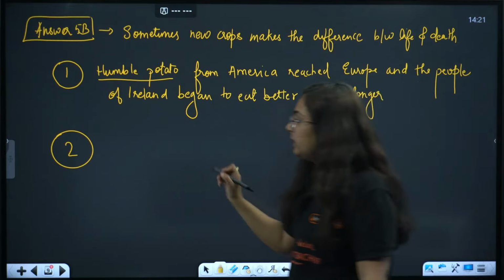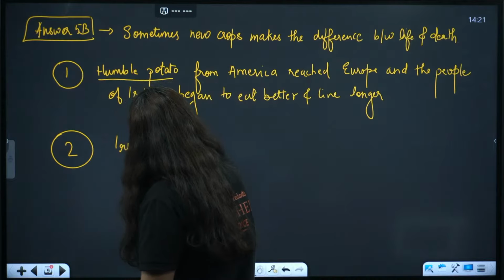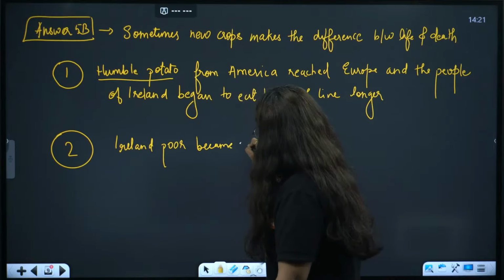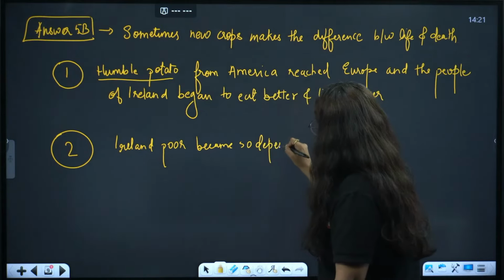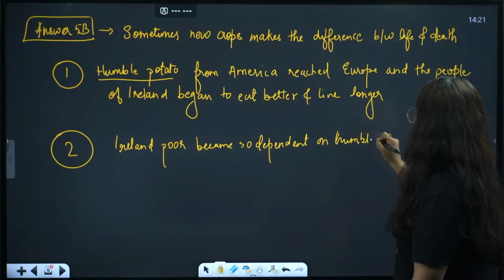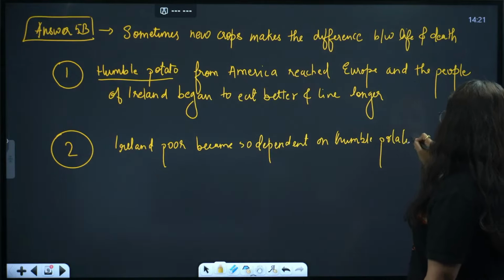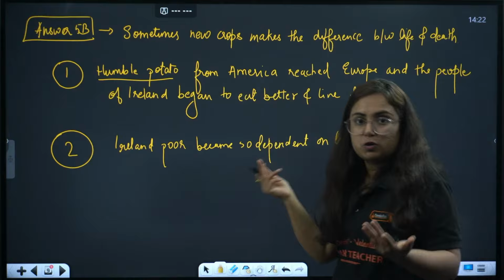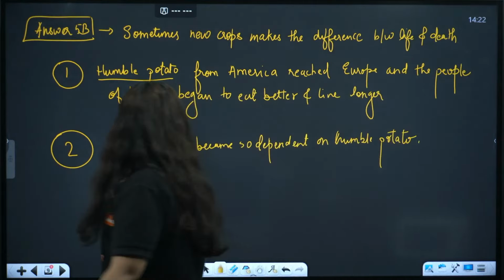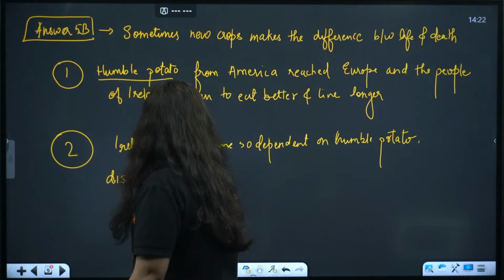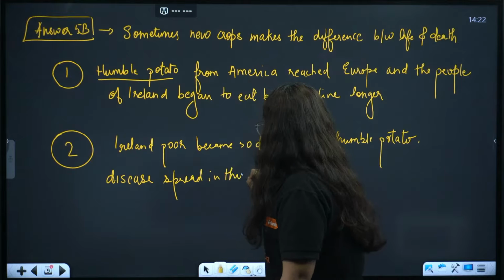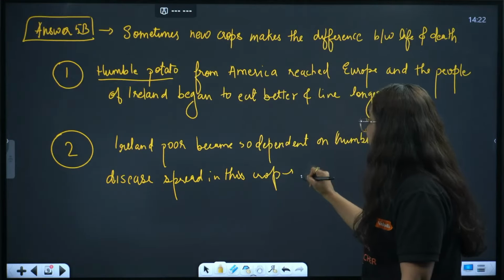Now the poor people in Europe, particularly in Ireland, became so dependent on this crop. Ireland's poor became so dependent on what? On this humble potato. Like everything, if you are dependent on something so much, bad things are going to come for sure. So what happened? Disease spread in this crop. After the disease spread, there was famine all over.